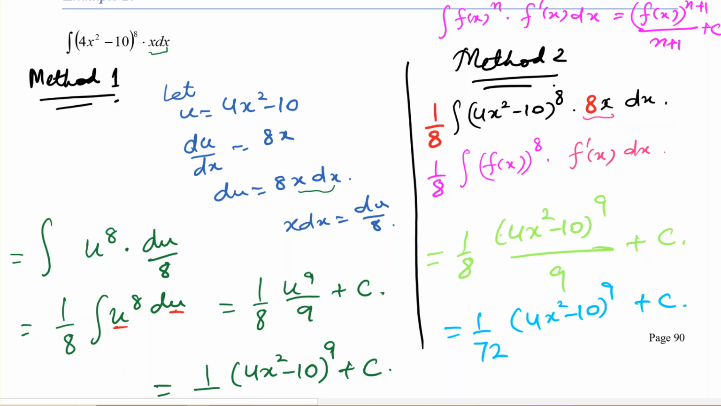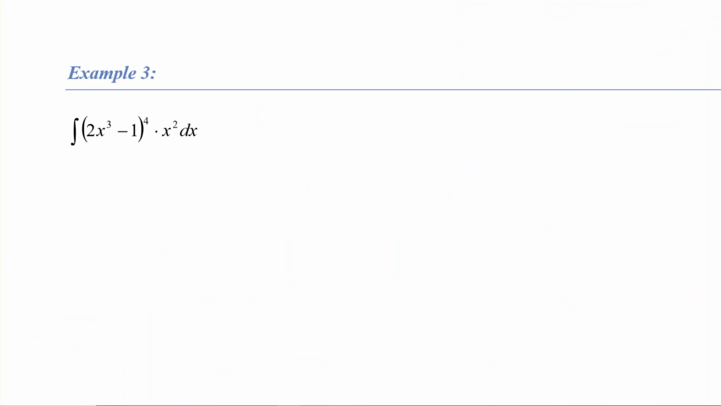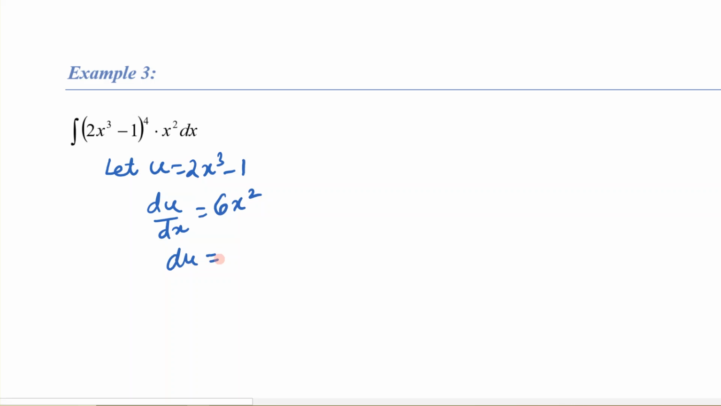So this is the shortcut method. If you can just make the form, you can write the answer in one step. Again, in the next one, we notice that we have 2x cubed here, and we have x squared here. So we can make the derivative of the function here. Let u equal 2x cubed minus 1. So du over dx is 6x squared, or du is equal to 6x squared dx.